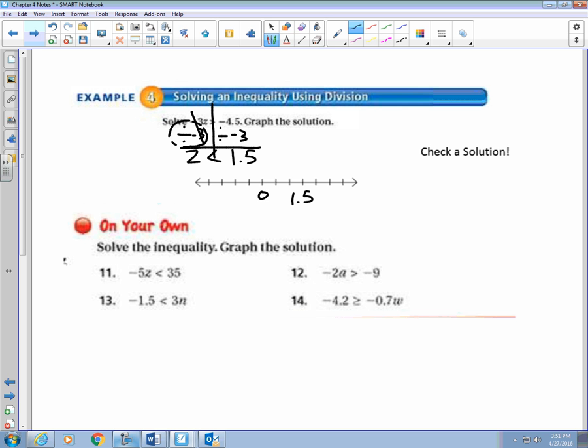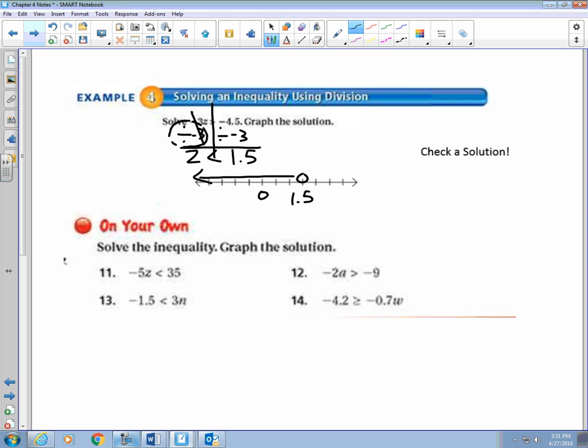So I'm going to label a 0 and a 1.5 on my graph. Since z can be less than 1.5 but not equal to it, it's an open circle and then an arrow to the left. And in this example, we want to check our solution. So let me pick a number to the left of 1.5. Let's not choose 0 this time. Let's choose a negative number.